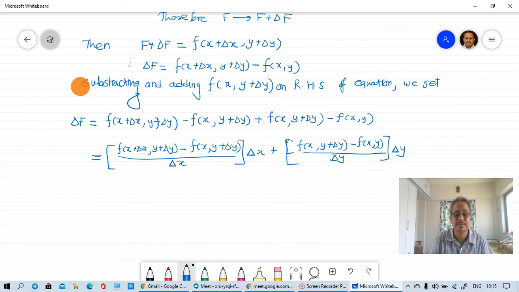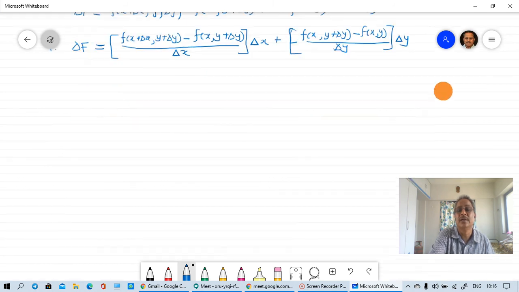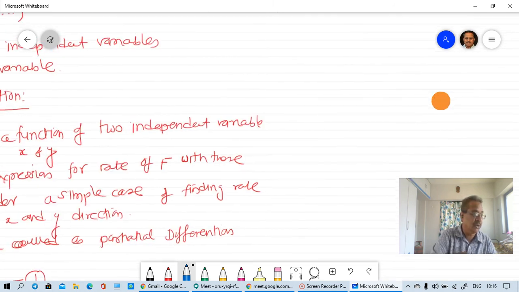So I can write the left hand side, delta f, equal to this. Now we take these changes in x and y to be very small, and then in the limit we can use the limiting values and get the further derivations as follows. Now here, something different is coming.